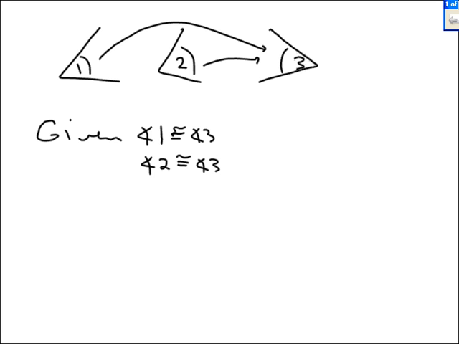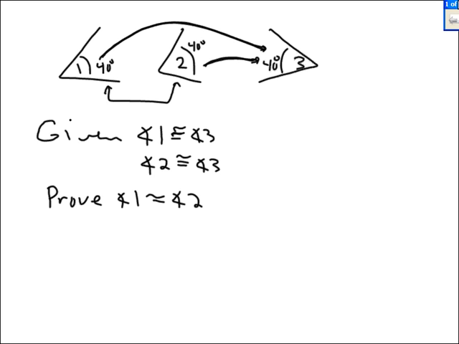For argument's sake, say angle 2 is 40 degrees. I meant to say angle 3 is 40 degrees. But 1 and 3 are the same. Therefore, angle 1 is 40 degrees. Angle 2 and 3 are the same. Therefore, angle 2 is 40 degrees. What do you know? 1 and 2 are the same. So that's what you want to prove. Prove that angle 1 and angle 2 are in fact congruent. This is basically just a transitive law.